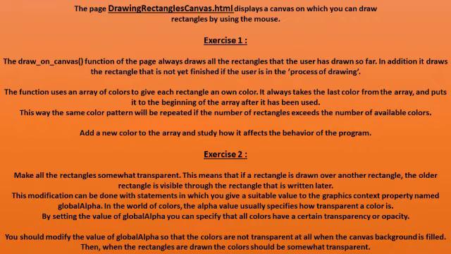This means that if a rectangle is drawn over another rectangle, the older rectangle is visible through the rectangle that is written later. This modification can be done with statements in which you give a suitable value to the graphics context property named global alpha. In the world of colors, the alpha value usually specifies how transparent a color is. By setting the value of global alpha, you can specify that all colors have a certain transparency or opacity. You should modify the value of global alpha so that the colors are not transparent at all when the canvas background is filled. Then, when the rectangles are drawn, the colors should be somewhat transparent.